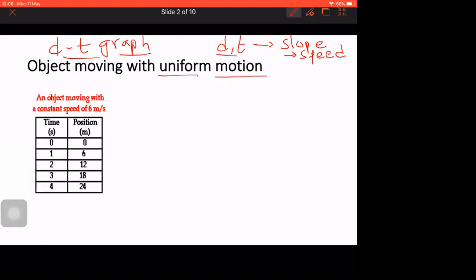Now I have a table here. An object is moving at a constant speed of 6 meters per second. Now look at the table. I am going to take position, which means distance, here. Don't get confused. In some cases we'll mention it as position, nothing but distance. You have distance in meters, time in seconds. We'll plot a graph. On the x-axis, what will we take? Time in seconds. On the y-axis, we'll be taking distance in meters. It's not kilometers. I'm repeating again, the SI unit of distance is meters, time is seconds.